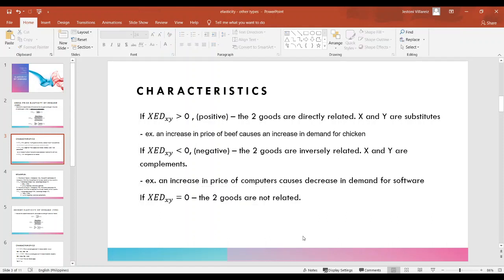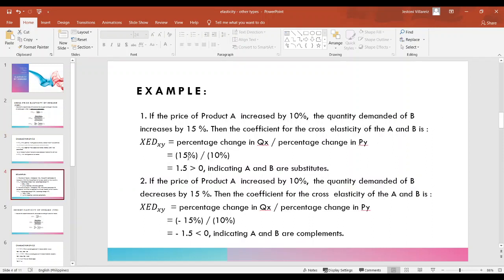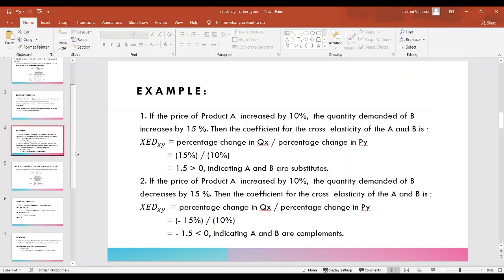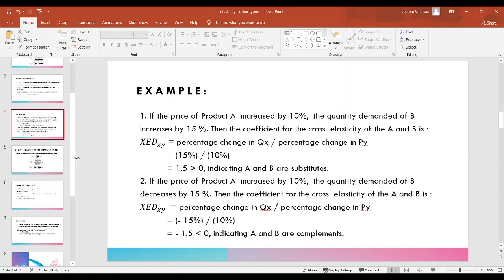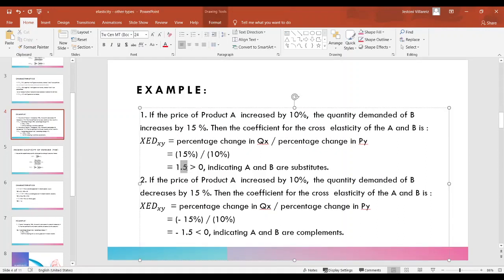Let's say burger and milk tea. If the elasticity of the two is 0, then they are not related. Dili sila substitute, dili sila complement. Alright, so I have an example here. I will also give you this PowerPoint for my reference. Okay, so let's say the answer is 1.5. It is positive, greater than 0. So indicating the two goods are substitute.